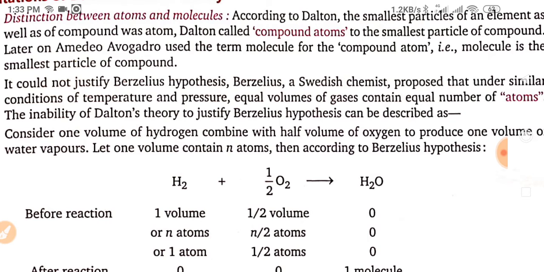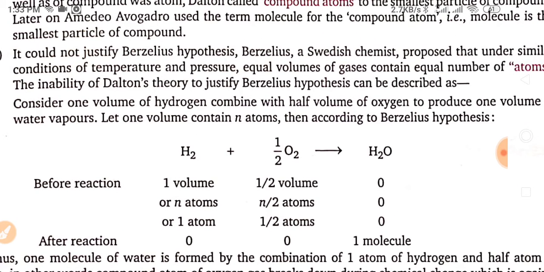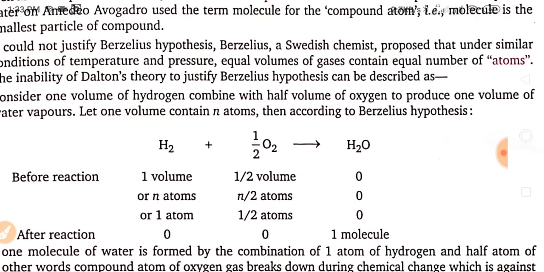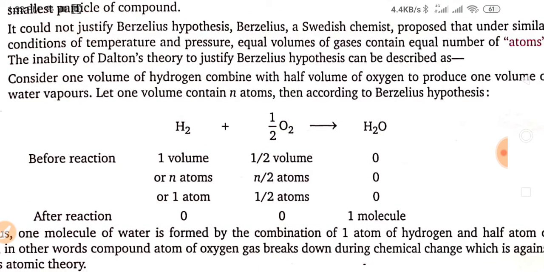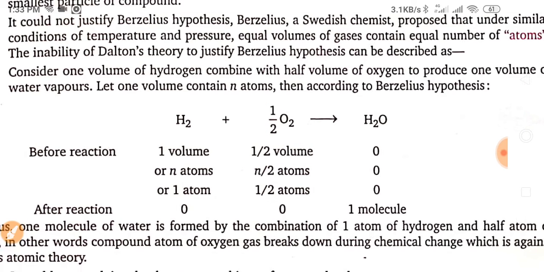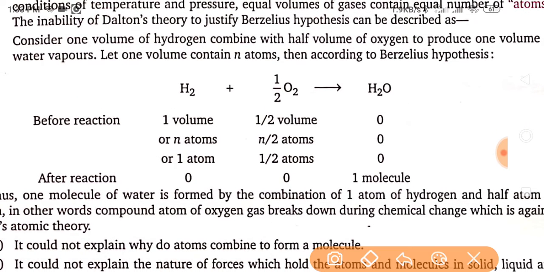You can understand this by an example: consider one volume of hydrogen combined with half volume of oxygen to produce one volume of water vapors. Let one volume contain n atoms, then according to Berzelius' hypothesis, H2 plus half O2 gives one H2O. Before the reaction, there is one volume of hydrogen and half volume of oxygen; after the reaction, one molecule of H2O will be formed.